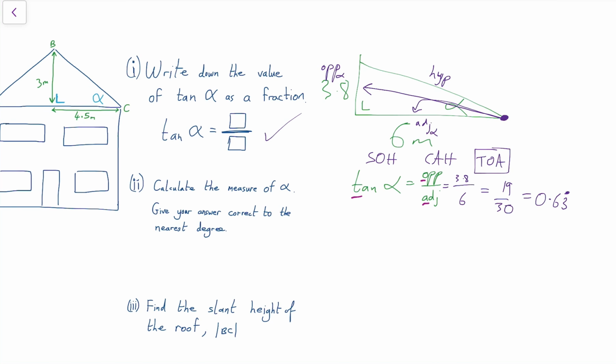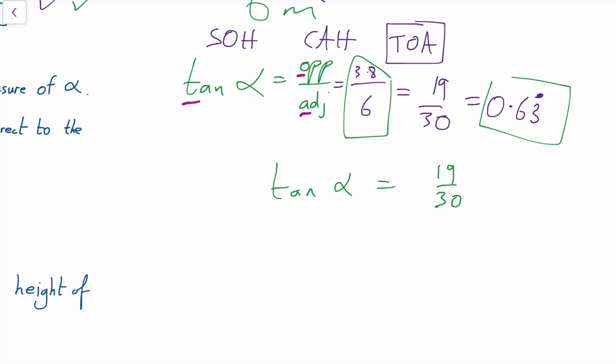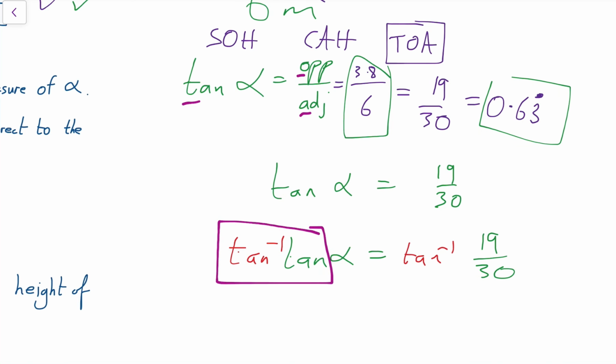The second part of the question: calculate the measure of angle alpha, giving your answer correct to the nearest degree. So we go back to what we have here. We have tan alpha equals, I'm going to use 19 over 30. It doesn't matter which one you use, it makes no difference. So get the inverse tan of both sides, and these cancel out, leaving just alpha on the left.